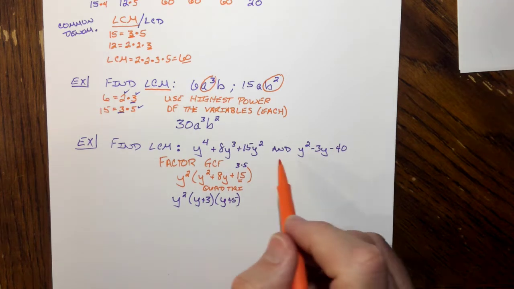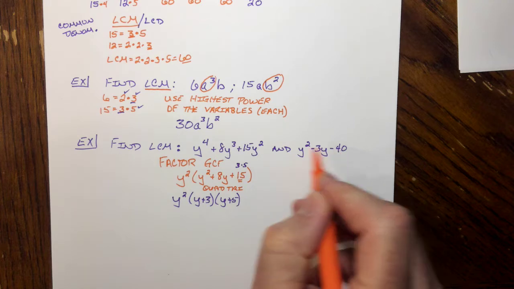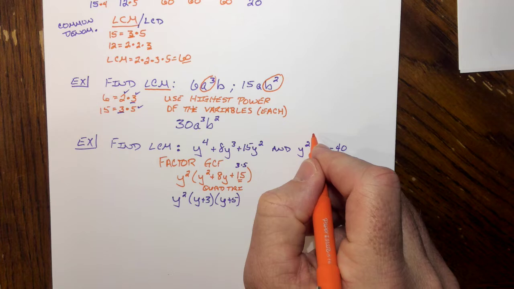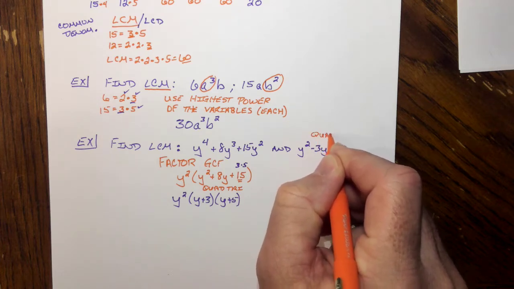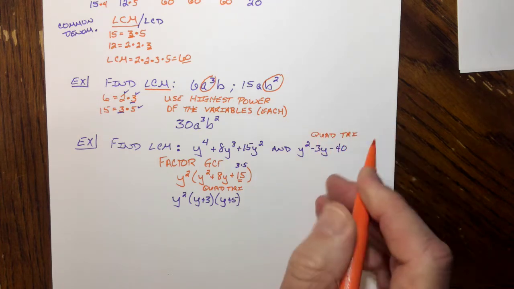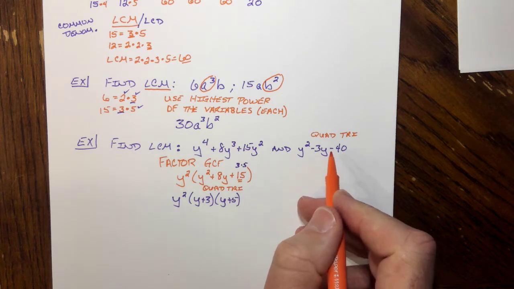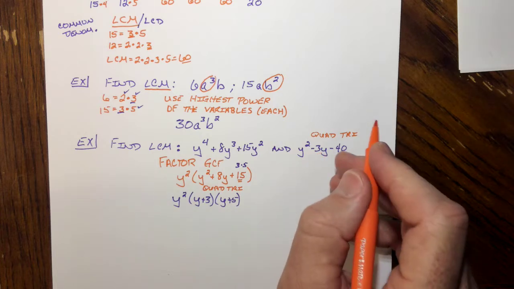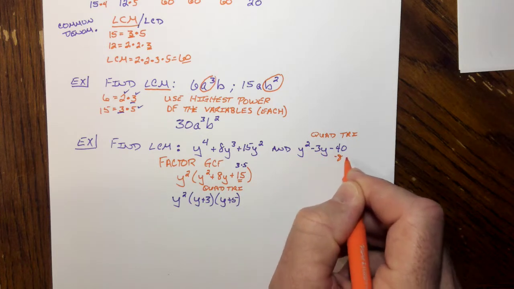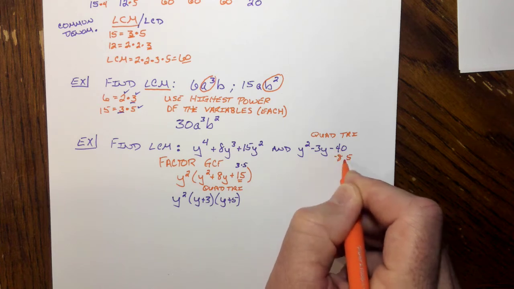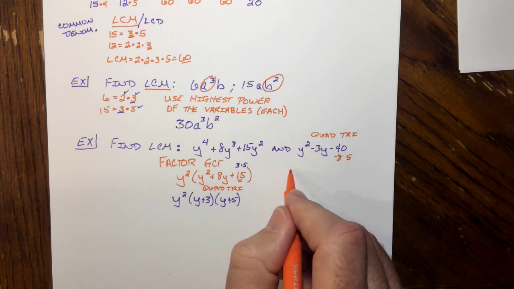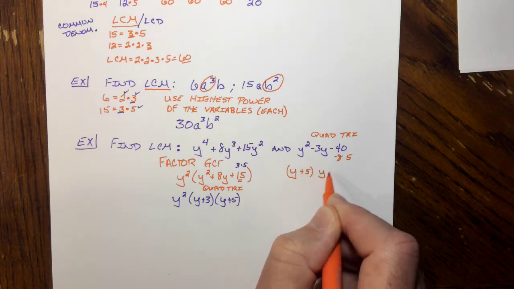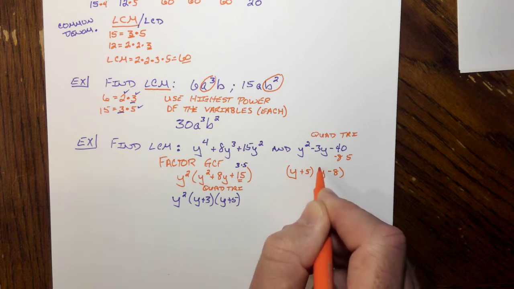Go over here. Our second number, trinomial, no GCFs. So can I factor it as a quadratic trinomial? Are there two factors of negative 40, sorry, sign's important, that can give me a negative 3 when I combine them? Well, I think a negative 8 and a positive 5, check for the product. So they give us a y plus 5 and a y minus 8.